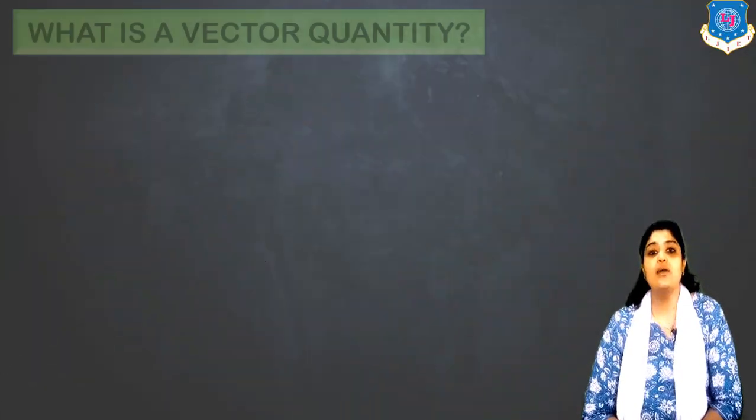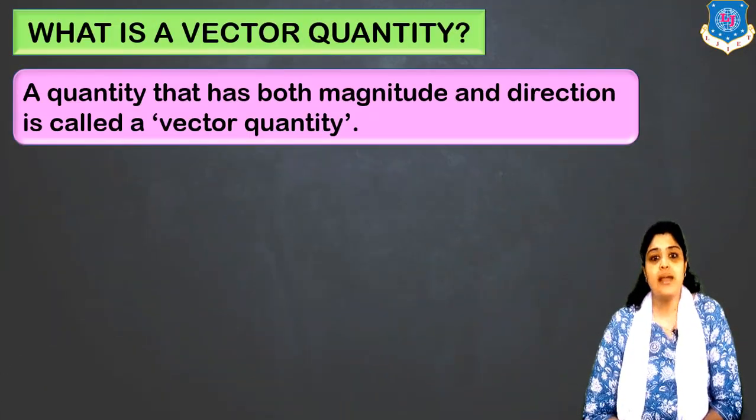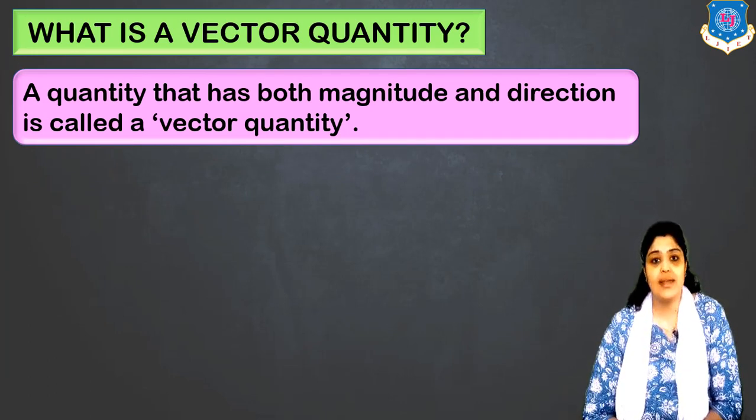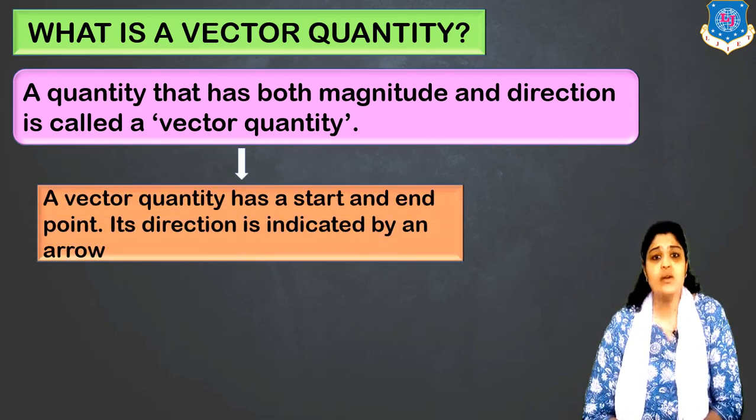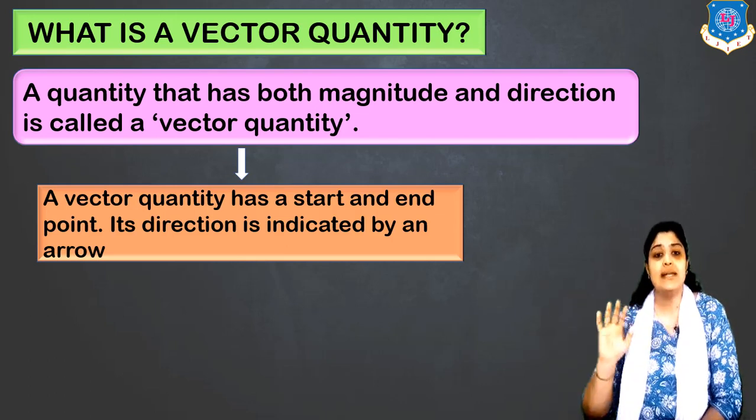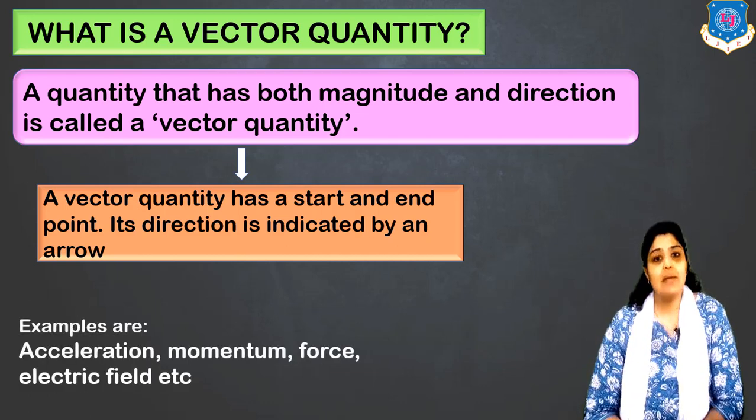Next, let's see what are vector quantities. So what do you mean by a vector quantity? It is a quantity which has both magnitude and direction. Such a quantity is known as a vector quantity. A vector quantity always has a start and an end, so it has a starting point and an ending point. The direction of a vector is generally denoted by arrows. Examples of vector quantities are acceleration, momentum, force, electric field, magnetic field. All these quantities are vector quantities which have direction along with magnitude.